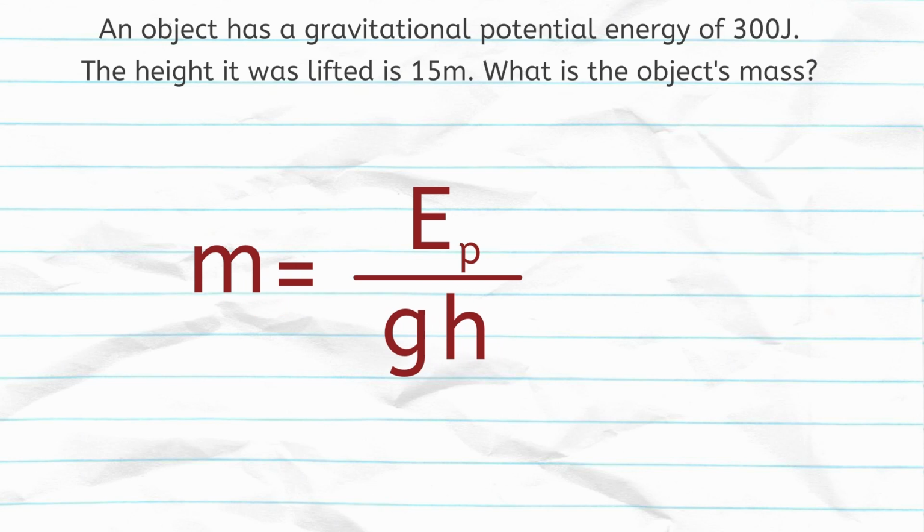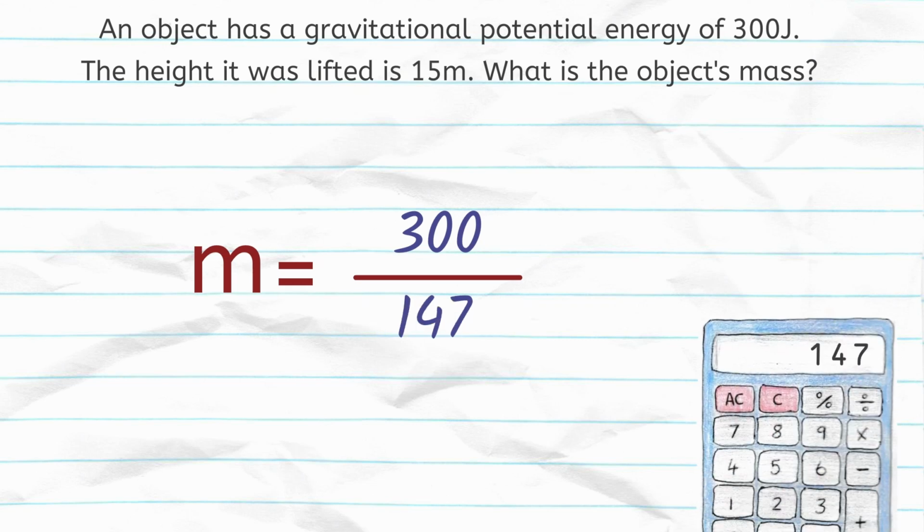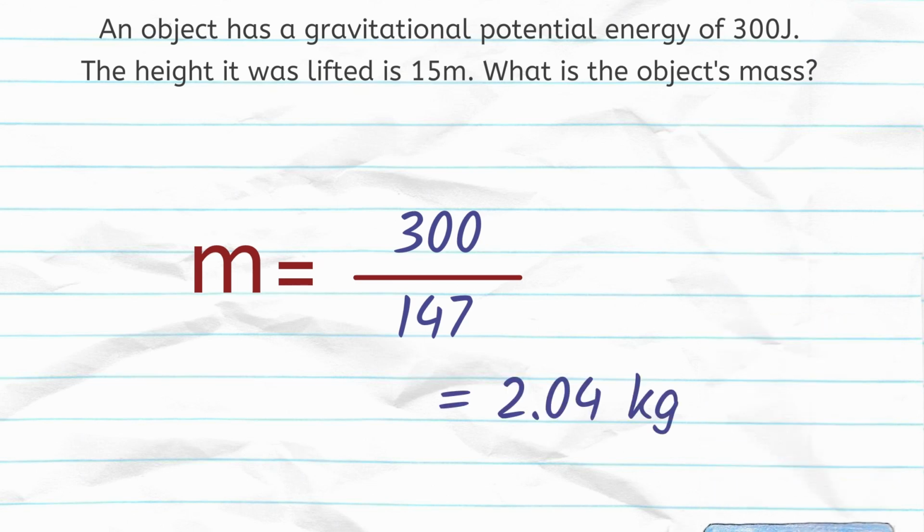The gravitational potential energy is 300 joules. The height is 15 meters times by the gravitational field strength of 9.8. First calculate 15 times 9.8. That gives us 147. 300 divided by 147 equals 2.04 kilograms.